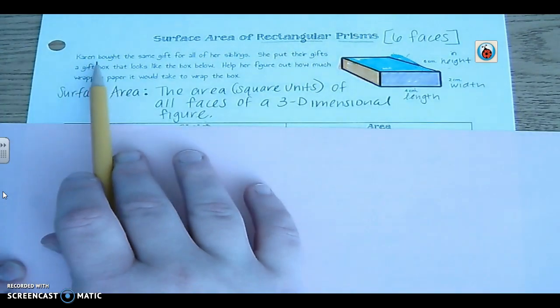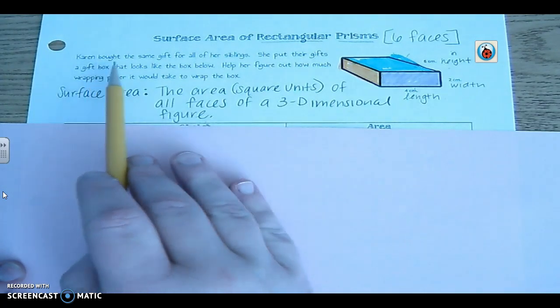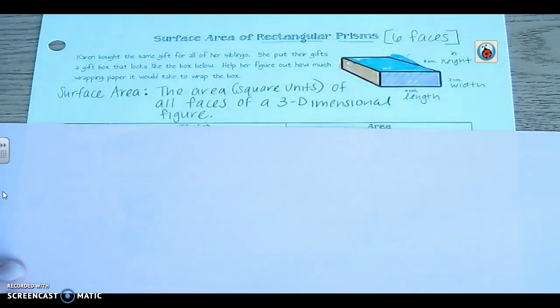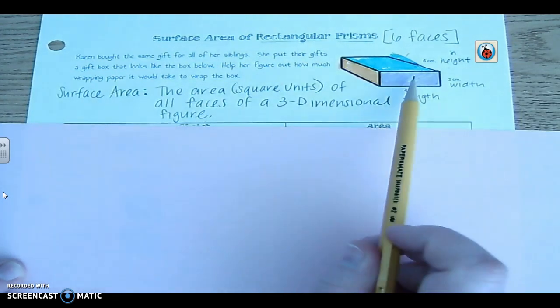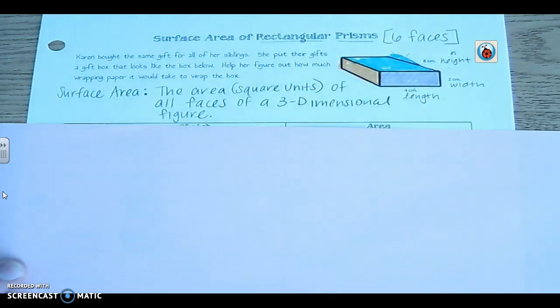So here's our problem that we're doing today. Karen bought the same gift for all of her siblings. She put their gifts in a gift box that looks like the box shown here. Help her figure out how much wrapping paper it would take to wrap the box.